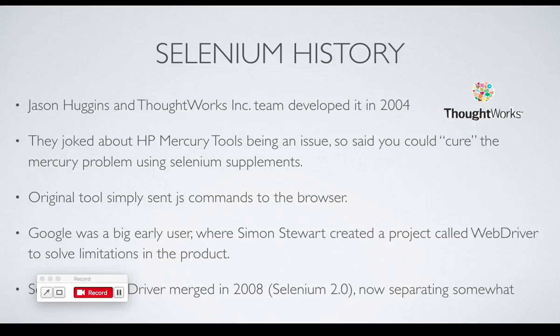So, a little bit of the history on Selenium. I thought this was kind of interesting. ThoughtWorks Incorporated developed Selenium back in the early 2000s. It came out of some annoyance that Jason Huggins and his team had with the older HP Mercury toolkit. So they created Selenium, saying we're going to create Selenium supplements to cure our Mercury poisoning. That's where the name came from.